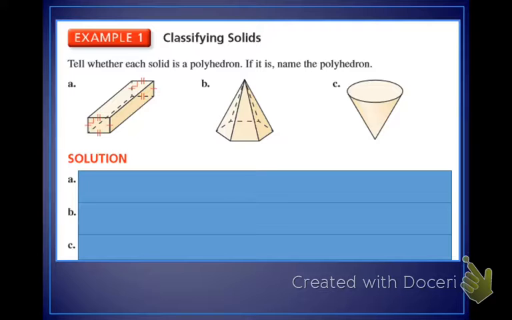Do not overthink this. Polyhedrons are made up of polygons. Letter A, is this a polyhedron? Yes, it is. It's made up of rectangles. That's it. Is it a prism?